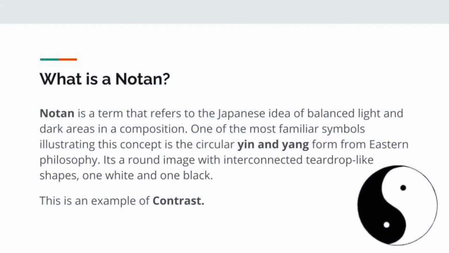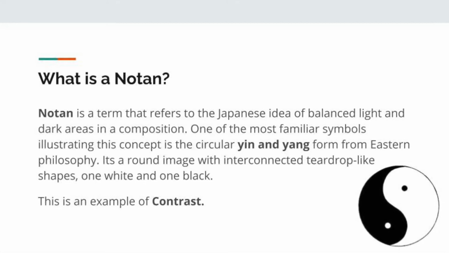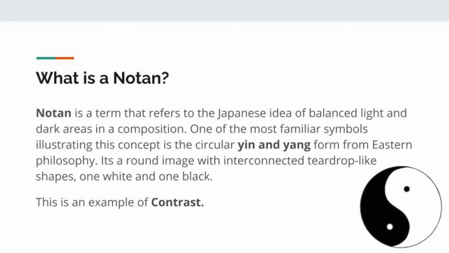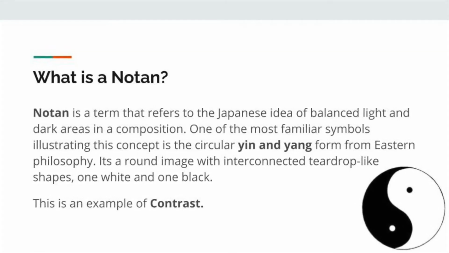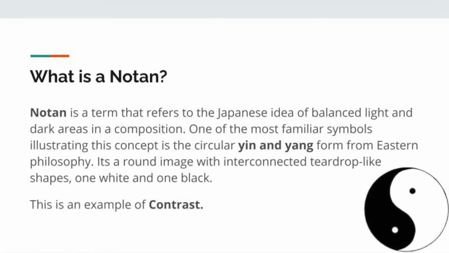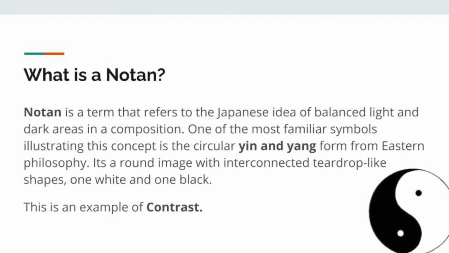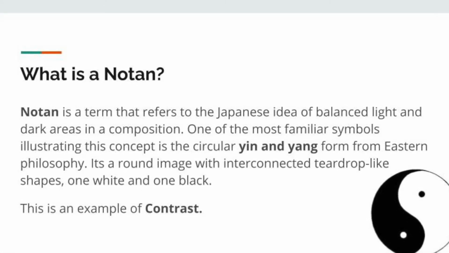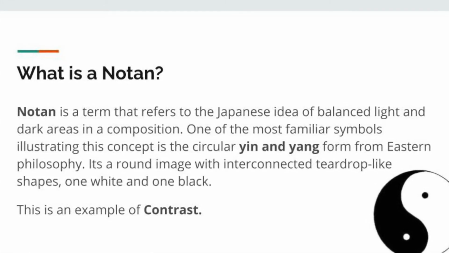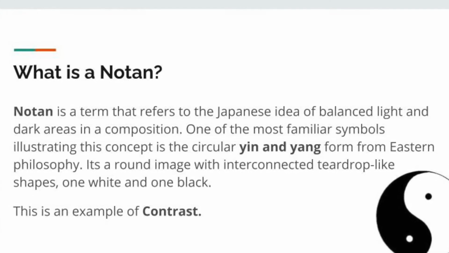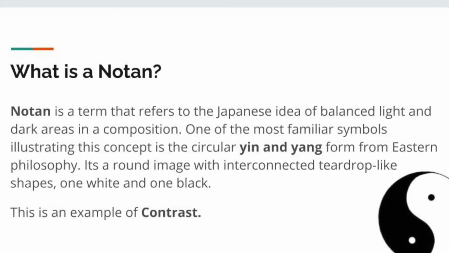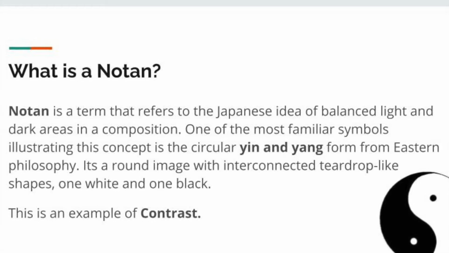Okay, so what is a Notan? It's a term that refers to the Japanese idea of balanced light and dark areas in a composition. One of the most familiar symbols that you might have seen is the yin-yang. So from the Eastern philosophy, it's a round image with interconnected teardrop-like shapes. One is black and one is white. This is a great example of contrast, and contrast is the difference between a light and a dark area.